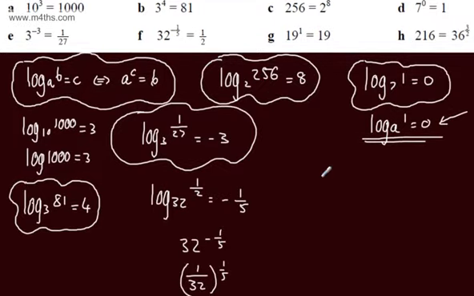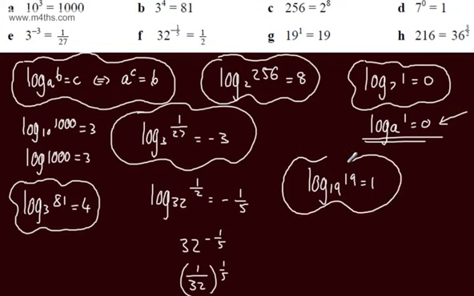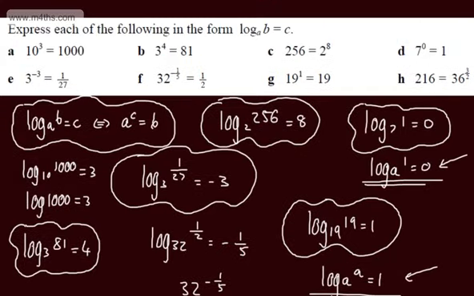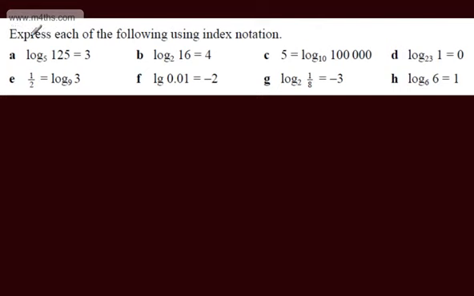Okay, let's do one more. We've got now 19 to the 1st is equal to 19. We can write log to the base 19 of 19 is equal to 1. And in general, this gives rise now to the rule log to the base a of a is equal to 1. That makes sense. If we raise now a to the power of 1, we just get a. 2 to the first power is 2, 3 to the first power is 3, and so on and so forth. Okay, let's move on. We're asked to express each of the following using index notation.